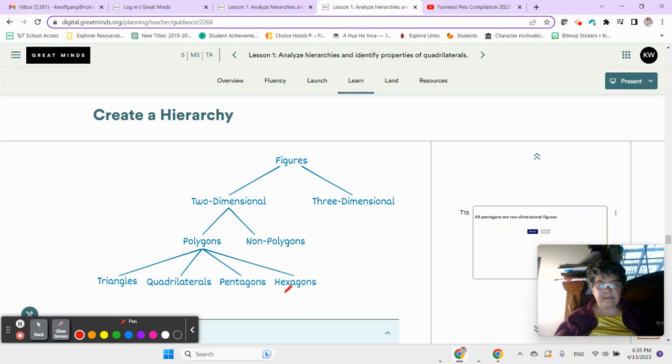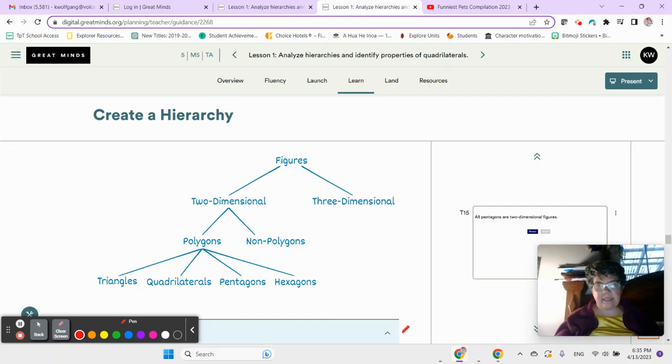So a hexagon is also a polygon, is also a two-dimensional figure, is also a figure. You see that? Everything above it also applies to it. So a quadrilateral is a polygon and a two-dimensional figure.